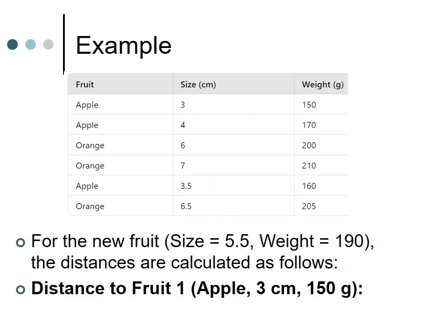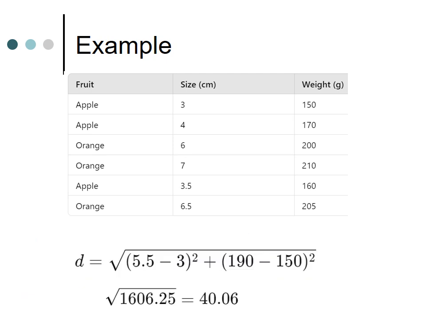So here is our data set and we will calculate the distance between the new fruit and the first instance in our data set, that is apple, with the size of 3 centimeter and weight of 150 grams. So how will we calculate the distance between them?